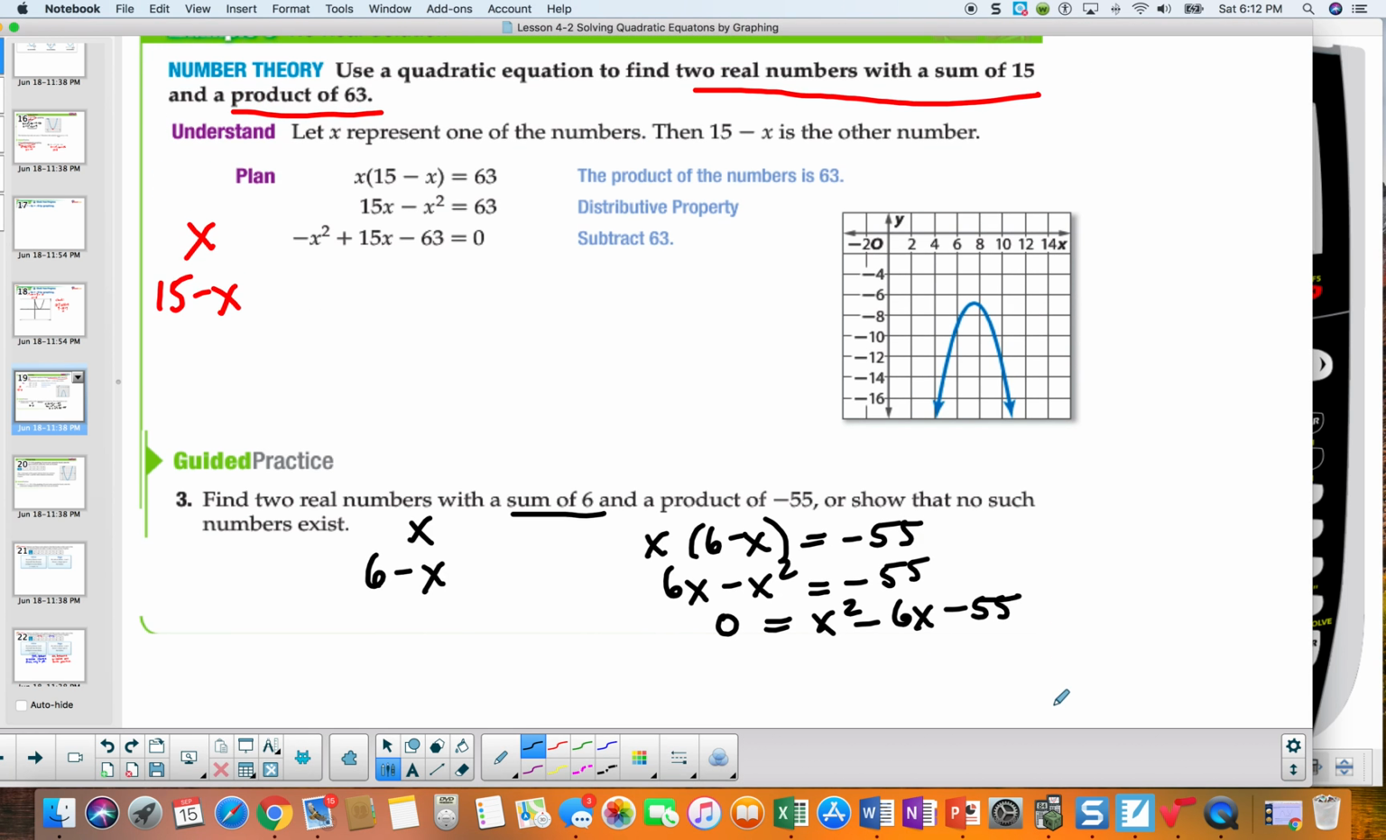So this is going to be x is equal to -5 or x is equal to 11. Now notice that these two numbers do add up to 6, and these two numbers, their product is -55.